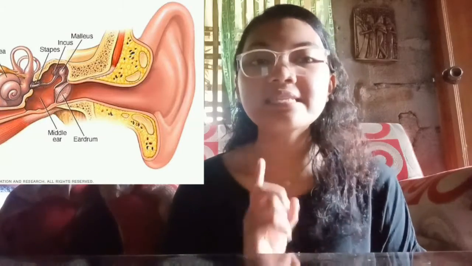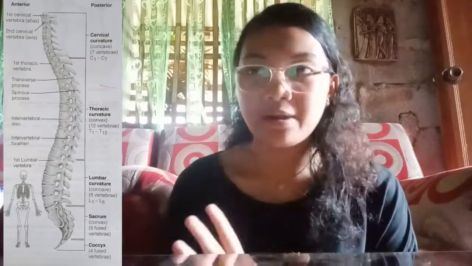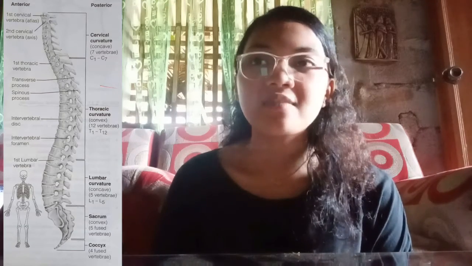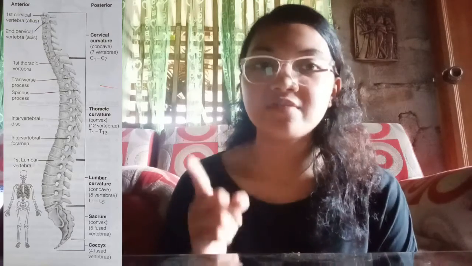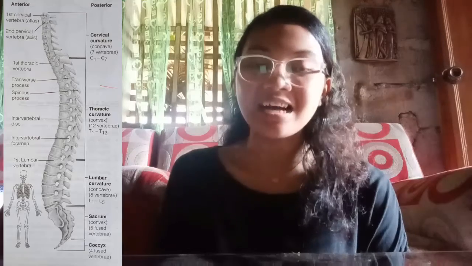So, and then the sacrum is the smallest bone in our body. Next is the vertebra. Vertebra or vertebrae, 26 vertebrae form the vertebral column of the human body. They are named by regions: cervical, thoracic, lumbar, sacrum, and coccyx.